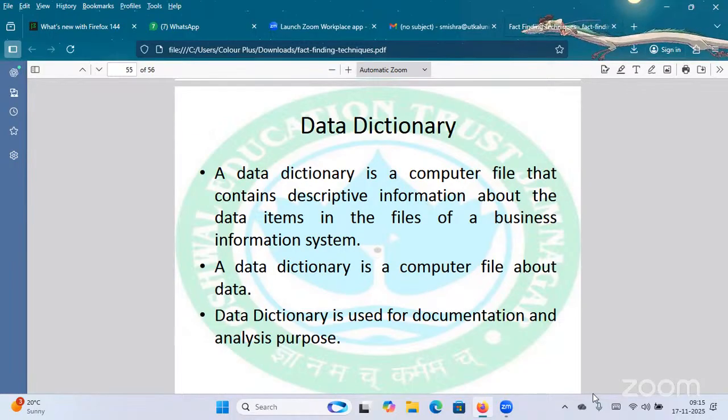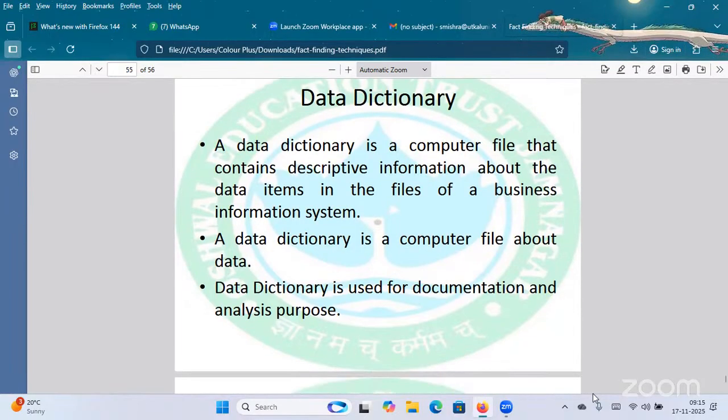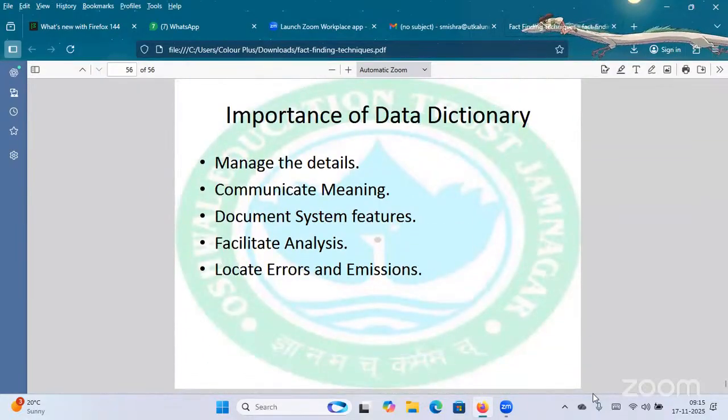So data about the data is stored in a data dictionary. It is nothing but a computer file. The data dictionary is used for documentation and analysis purposes. It is important in the business because it manages the details, communicates the meanings, documents system features, and facilitates analysis. It also locates errors and omissions within the program. Clear? So this is about the data dictionary.